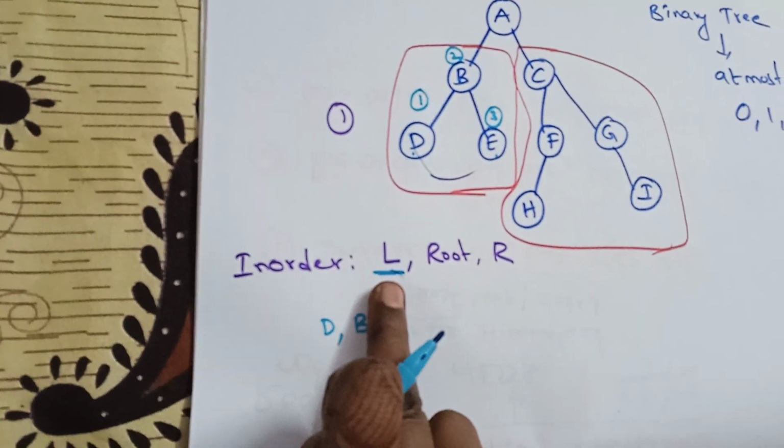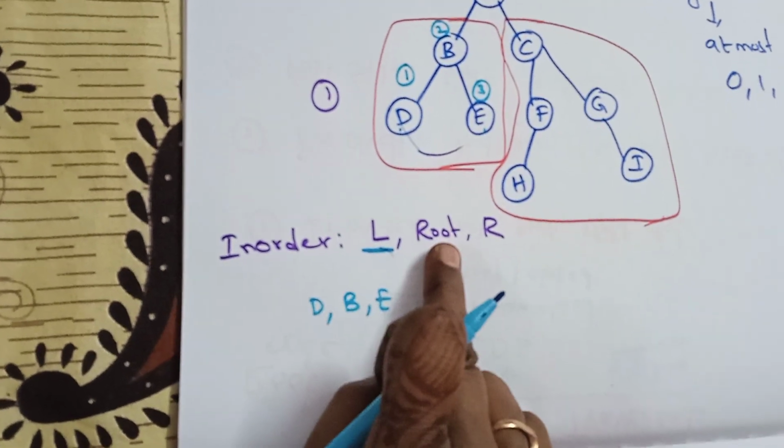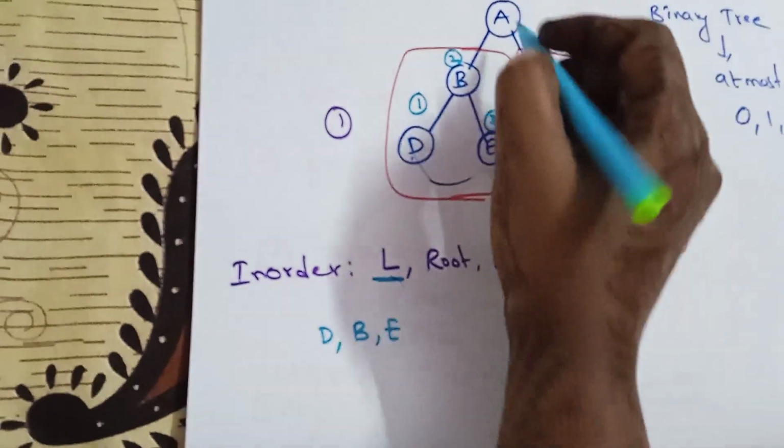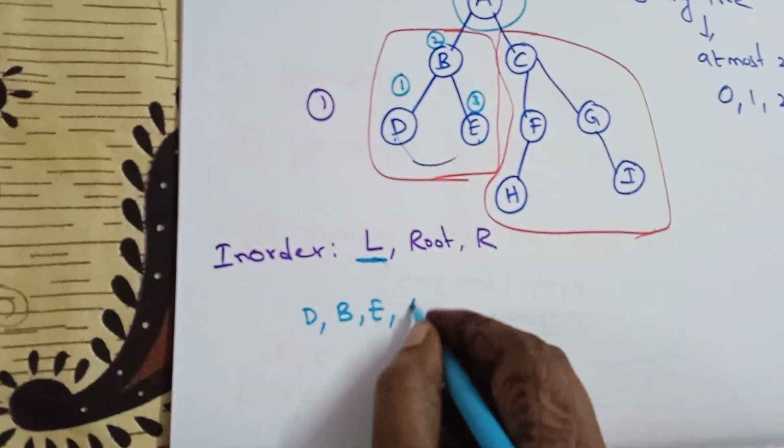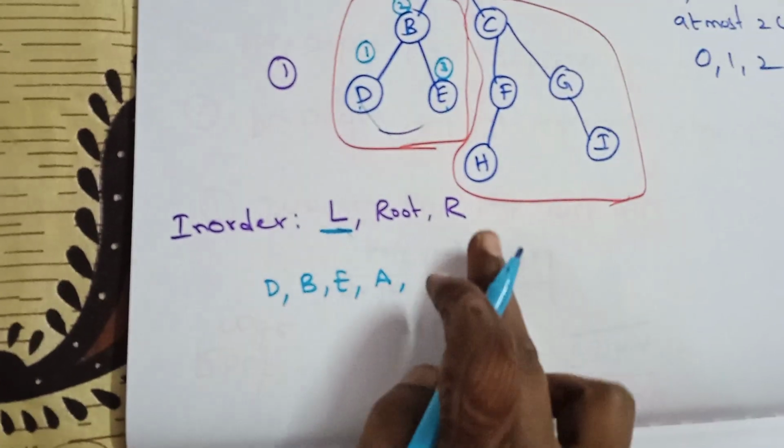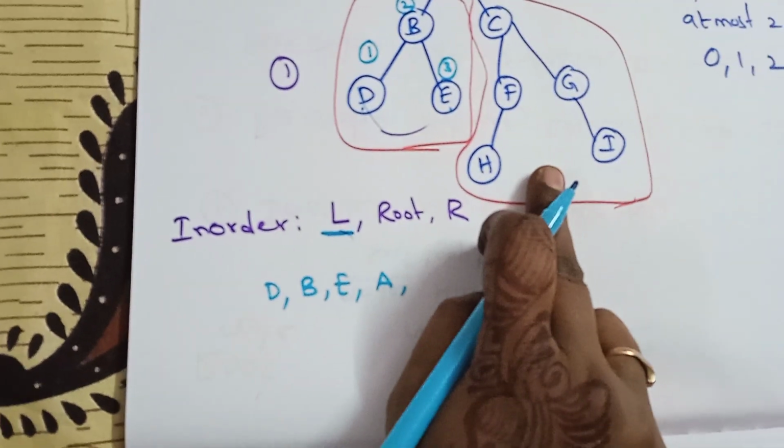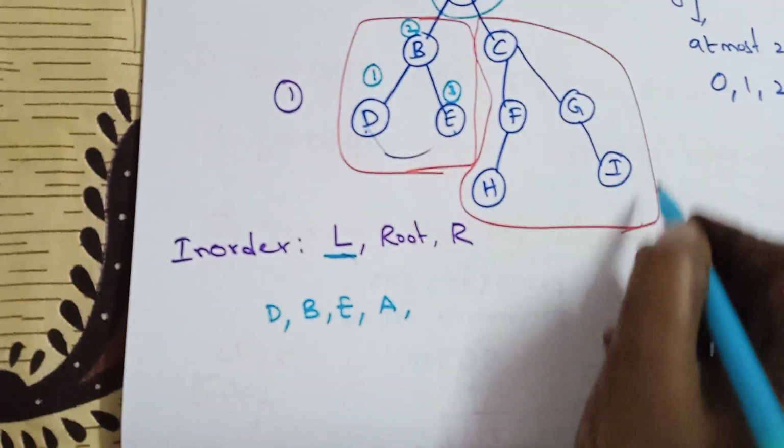So once we finish the left part, where will we go? The root node will go. Now, what is the root node? This is your root node. Now write down A. Now again the right side. Now come to this right side. This is all right side, right?